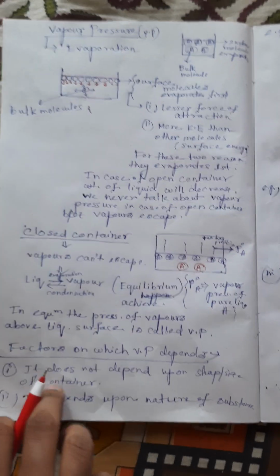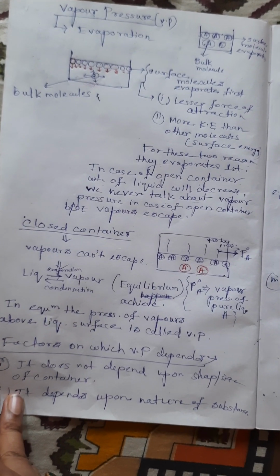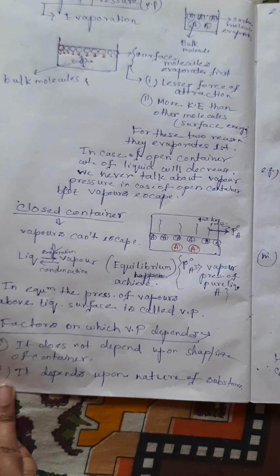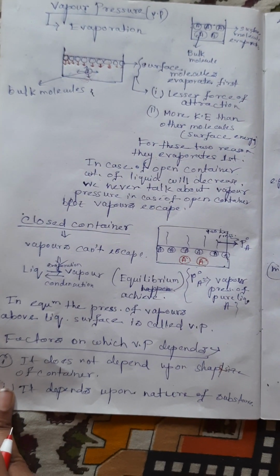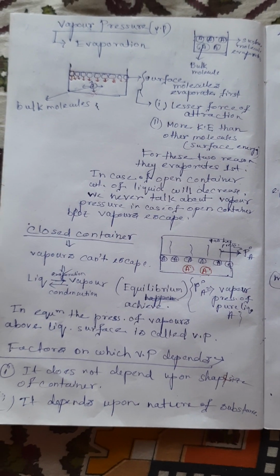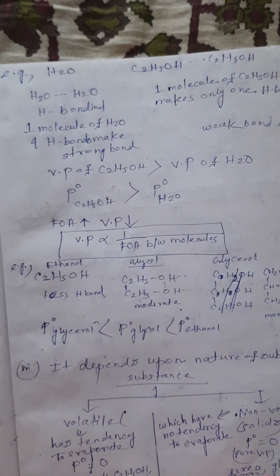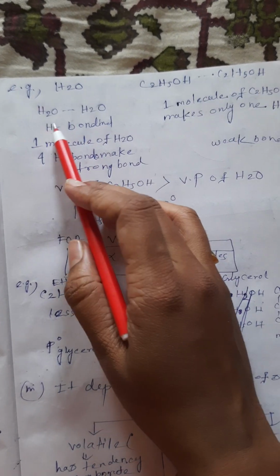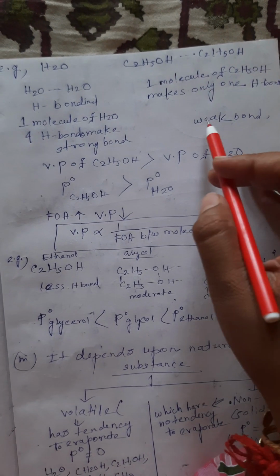Now which factors does vapor pressure depend on? Factors on which vapor pressure depends. The first factor is that it doesn't depend upon the shape and size of the container. It depends only upon the nature of the substance. How? First of all, we have taken two examples. The first example is water and the second example is ethanol. We have taken two molecules of water and two molecules of ethanol.